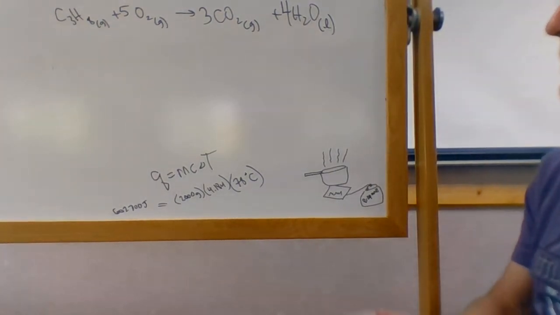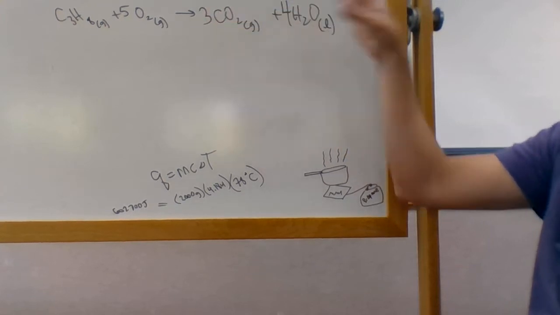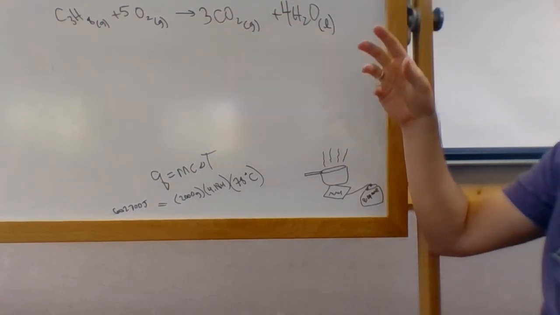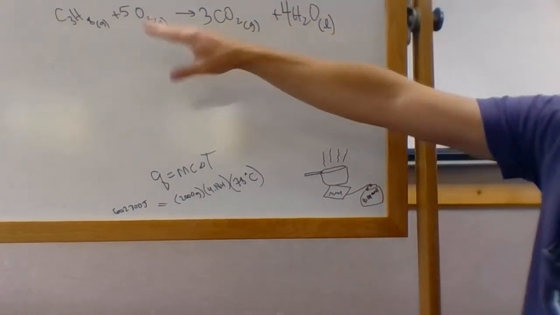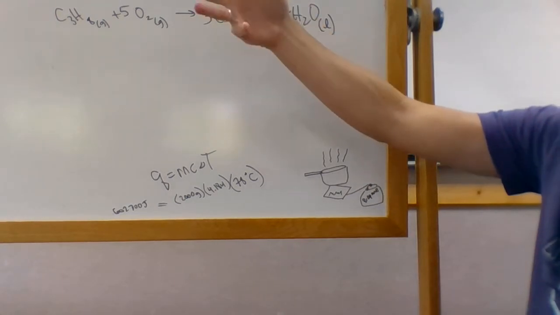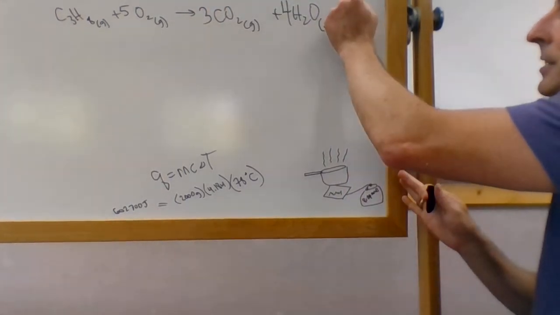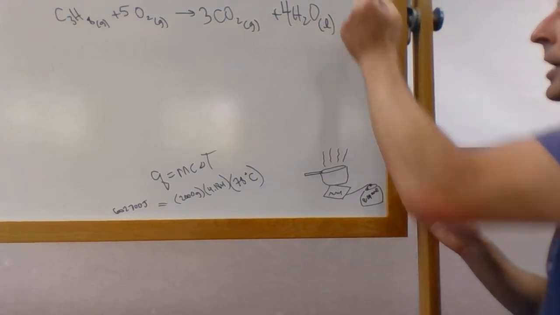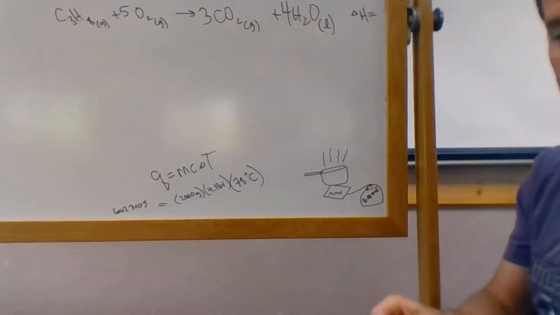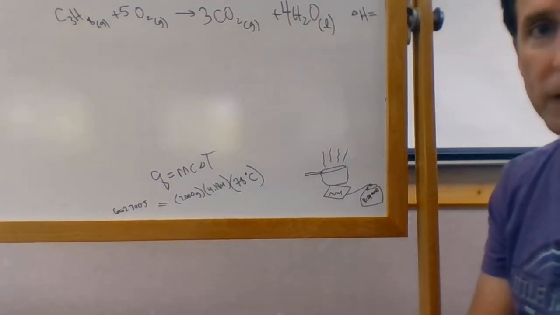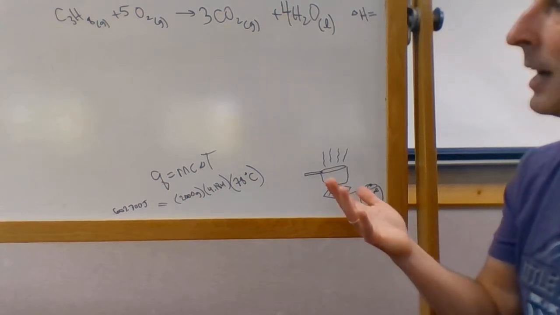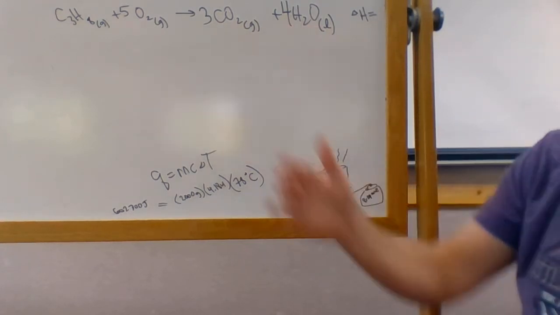I need to know, if I'm going to do any work with this reaction, how much propane has to burn to give off a certain amount of heat. I need to know what delta H is, delta H for that reaction. I'm going to have to figure it out, and the problem didn't give it to me. So I need to find a way: how can I get the delta H for this reaction?